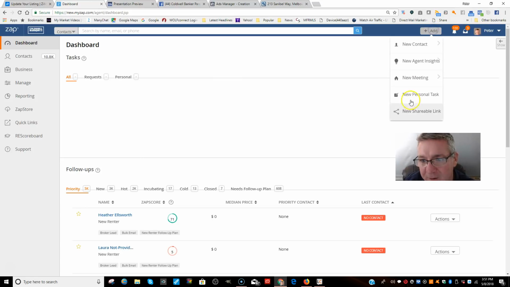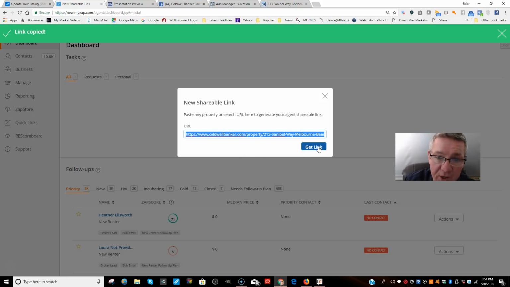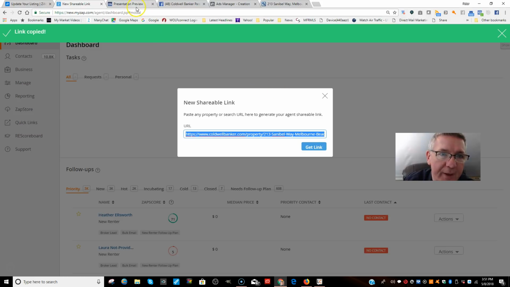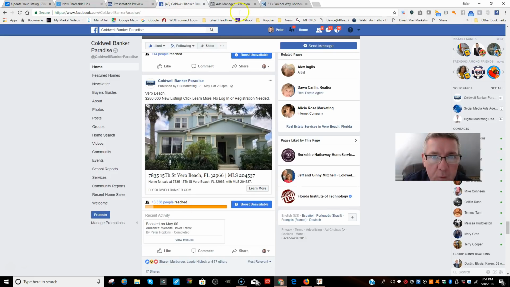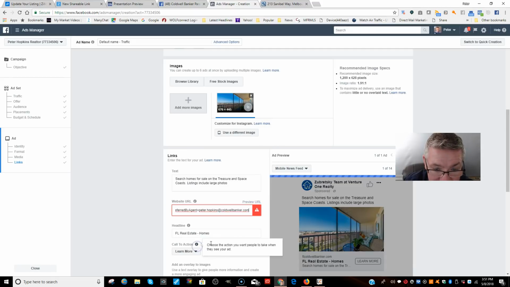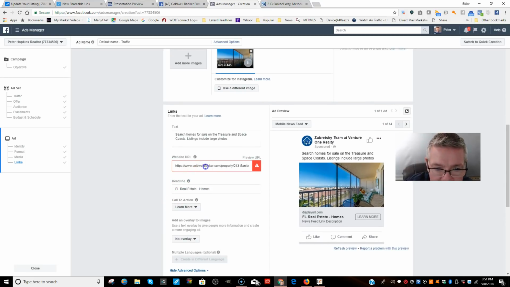ZAP, click Add, click New Shareable Link, click Paste, put the link in there, get link. It converts it to a link that now has my information, which basically says referred by agent equals peter.hopkins@coldwellbanker.com. Take that link and put that into your Facebook. Okay, so we're back in the campaign. The website URL is here, so I'm going to paste that one. That means now when this gets clicked, it's going to actually come up with the right result.